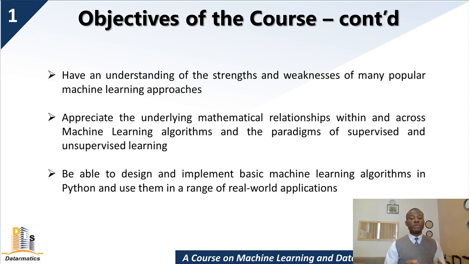Further objectives include that you have an understanding of the strengths and weaknesses of major popular machine learning approaches. For instance, you can use two different approaches to solve a problem. For instance, you can do dimensionality reduction using principal component analysis. You can also use factor analysis. You can also use singular value decomposition. How do you determine what is the best approach to use for your data? This you also have to learn in this course.